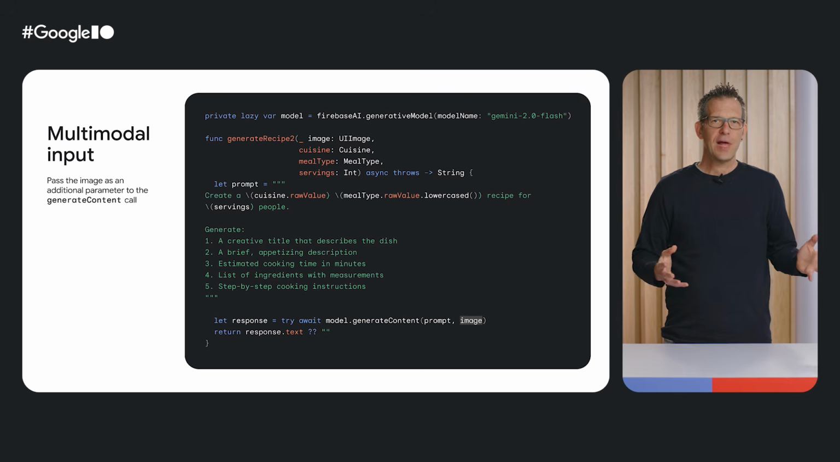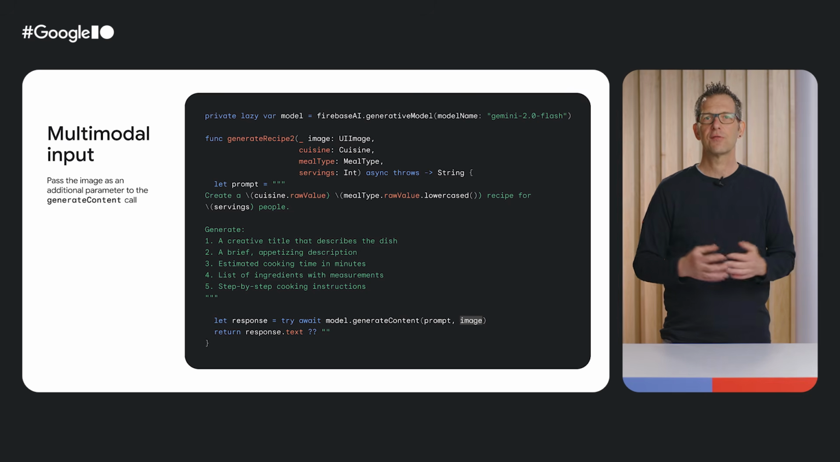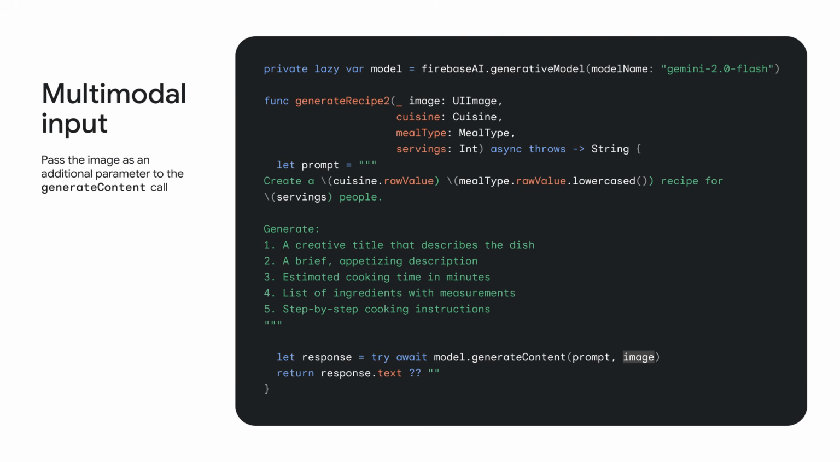Users could simply snap a photo, and we can combine that snapshot with the text prompt describing their desired dish, sending it to the AI. This combination of visual data and text is called multimodal input. In this code snippet, you can see that passing the user's photo to the model requires just a small change to our code. We add the photo as an additional parameter to the generateContent method, and that's it.